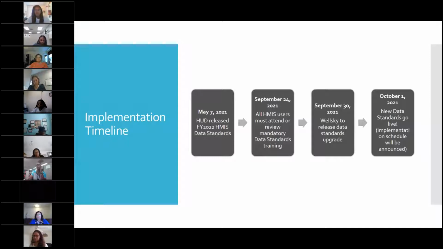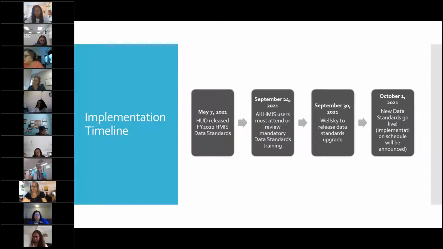On May 7th, 2021, HUD released the fiscal year 2022 HMIS data standards. Since then, WellSky has been working to make changes to the system and prepare for the live date on October 1st, 2021. Today, we're offering training on the new standards. For those that are not able to attend, we will have the resources provided, and it is the assumption that the recording will be attended or viewed by all end users by September 24th, 2021.